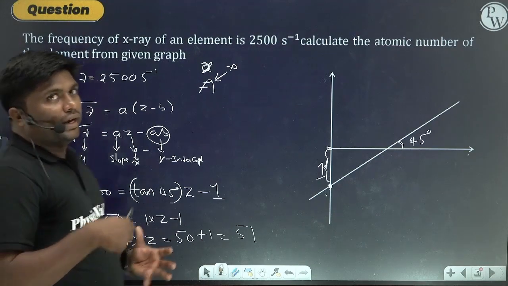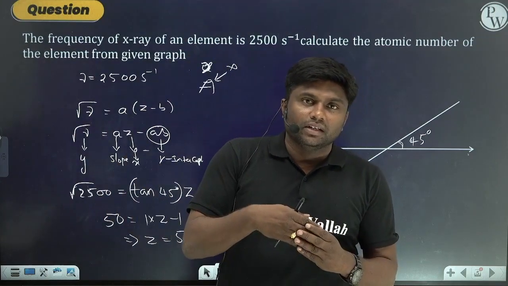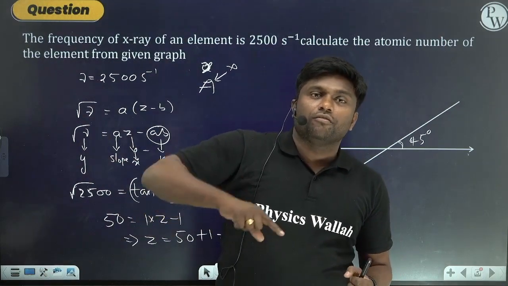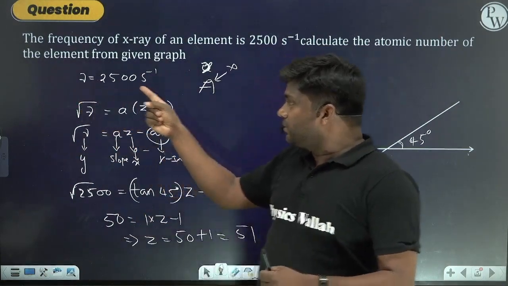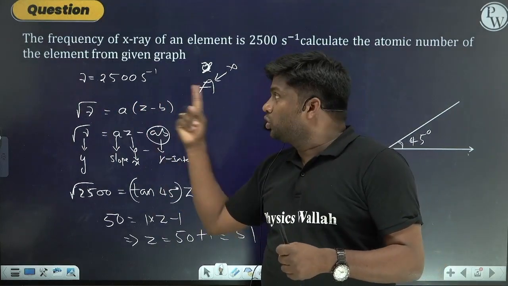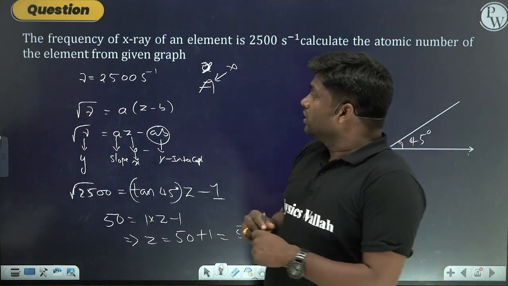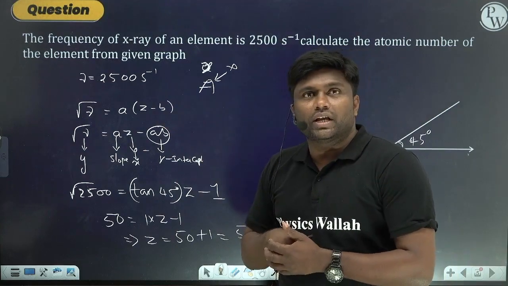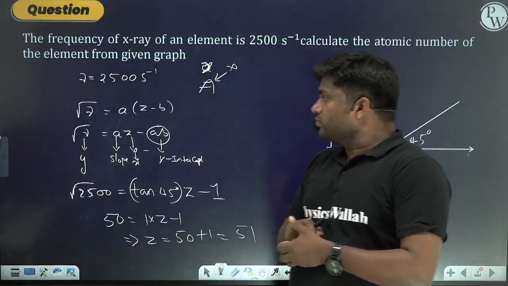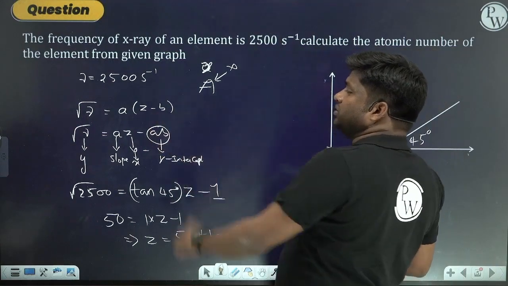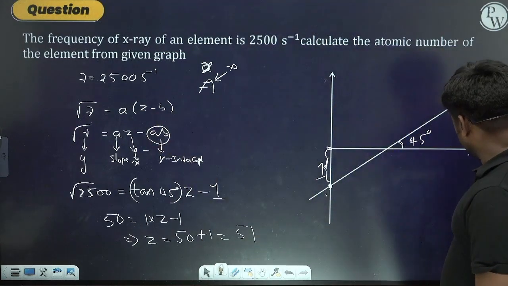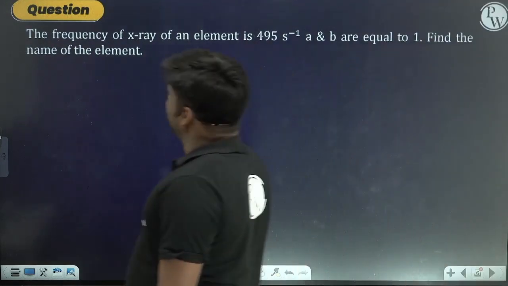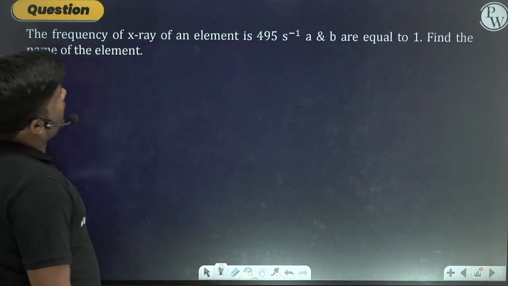In this way we can calculate the atomic number of the element using the frequency of emitted radiation. If you pass X-rays through any element, it absorbs some frequency and releases some frequency. That is called the frequency of emitted radiation. One element has a frequency of emitted radiation of 2500 second inverse. Now he is asking for the atomic number of that element, and we use the formula under root nu is equal to A into (Z minus B). We will solve one more problem like this: the frequency of X-ray of an element is 495.